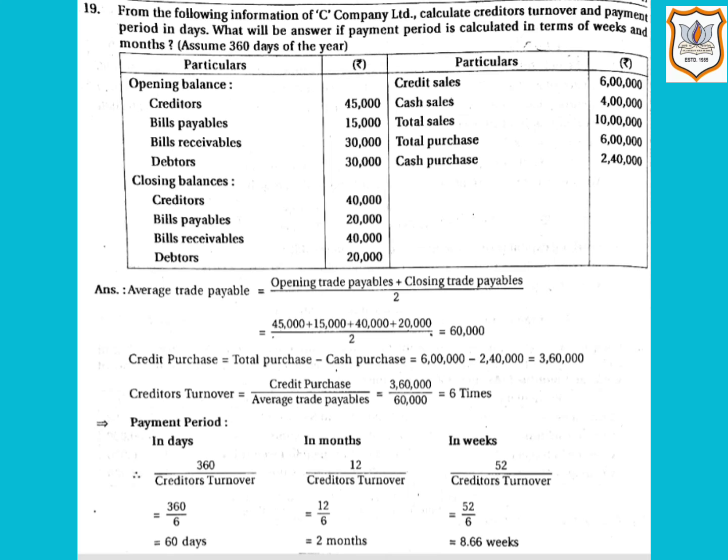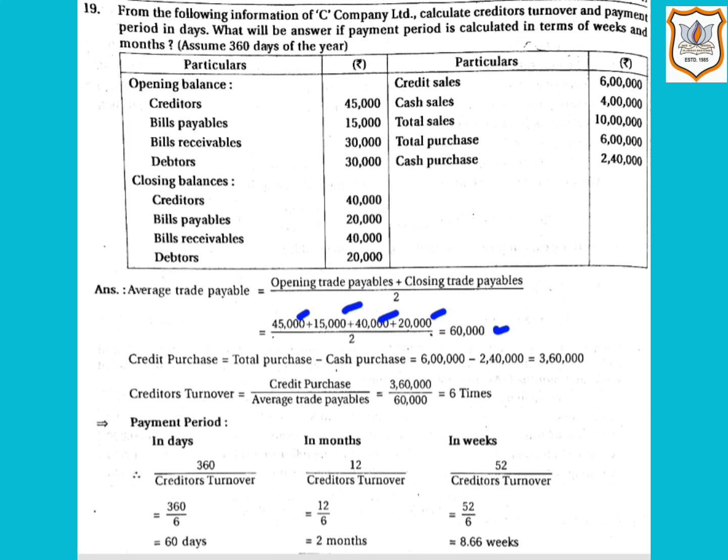So here, opening creditor is 45,000 and opening bills payable is 15,000, and closing creditor is 40,000 and closing bills payable is 20,000, upon 2. So here we'll get 60,000. 60,000 is average trade payable. Now we need to find out credit purchase also.